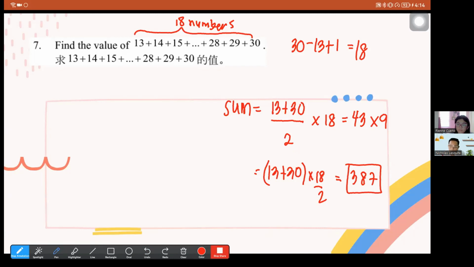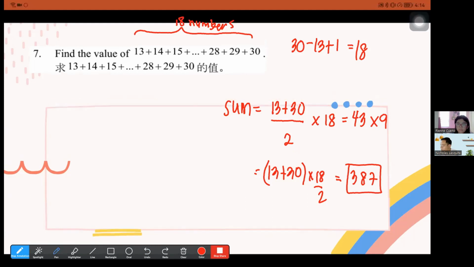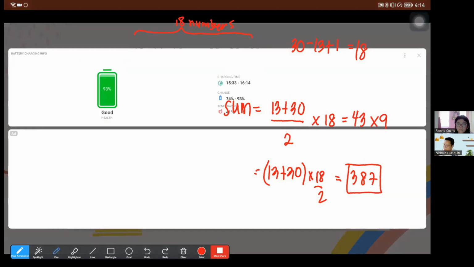Okay, let's continue with number 8. Hopefully you're done with your screenshot. But we can proceed with number 8. Okay, number 8.